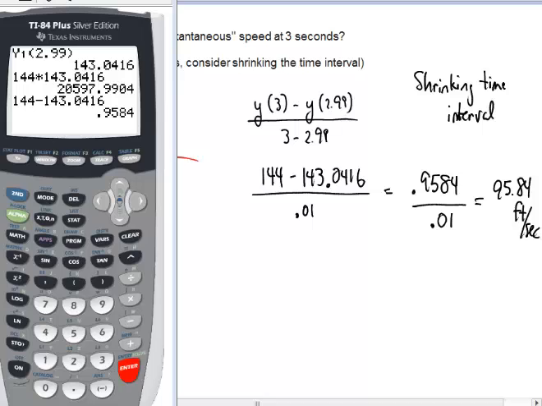Now, we can shrink the time interval smaller, so what I suggest you try doing is change your time interval to an even smaller one, like 0.001, and see what happens to your instantaneous velocity. Your instantaneous velocity is going to head towards a fixed value, and as the time interval shrinks and shrinks, we get more and more instantaneous.